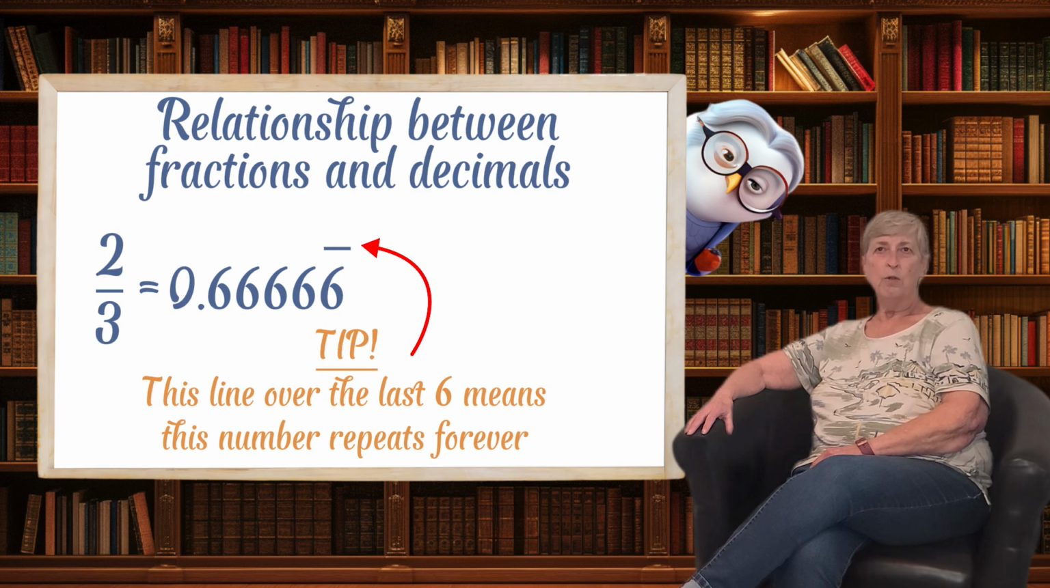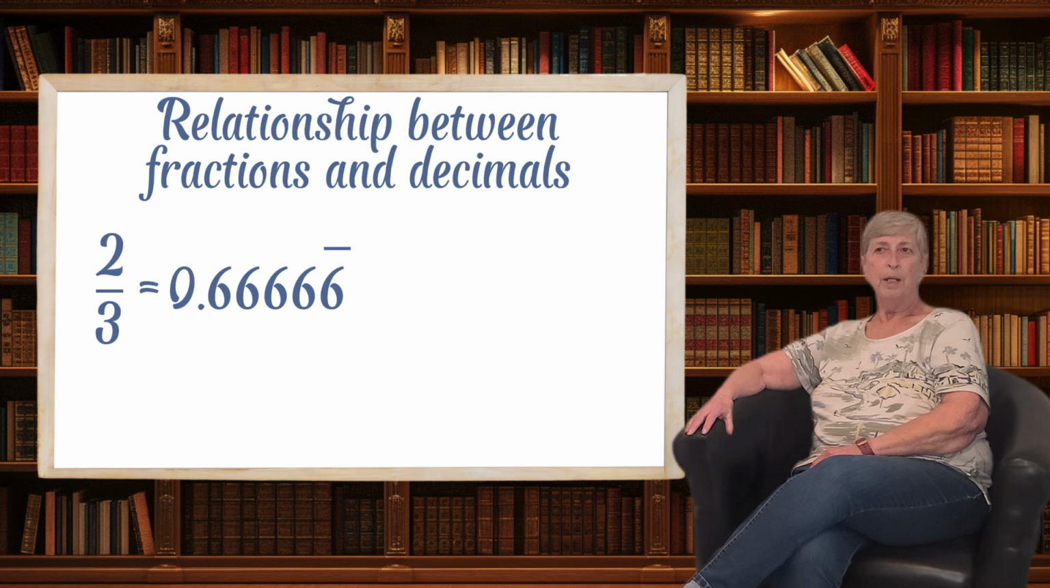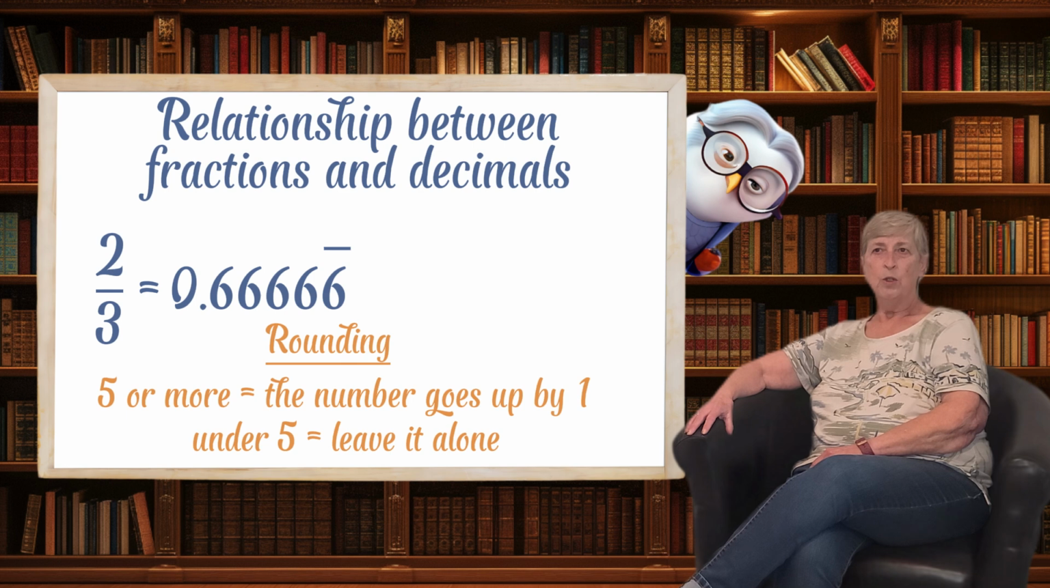So depending on your situation, you would know how many places you want to round it to, but then you would simply round that back to 0.67 or 0.667. You take the place that you want to round back to, and you look to the number immediately to its right. If that number is 5 or more, then you round the number you're looking at up 1. If it's less than 5, you leave it alone.